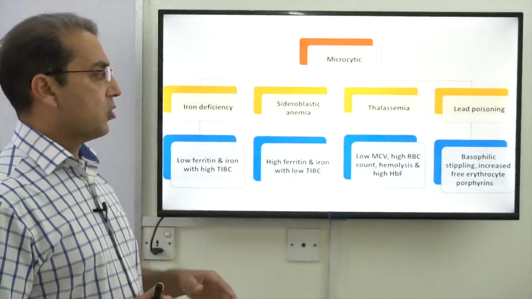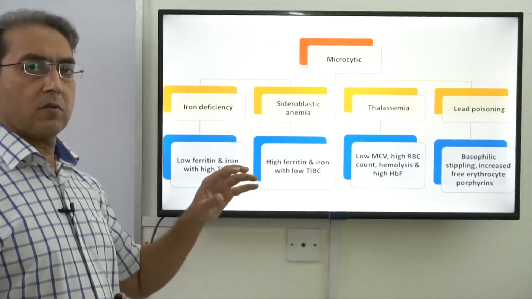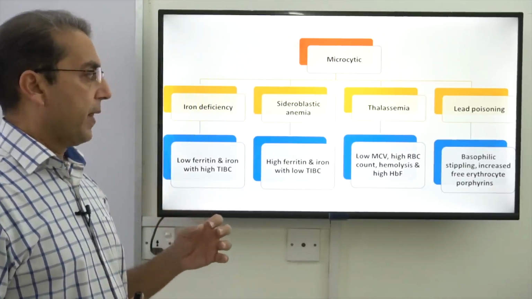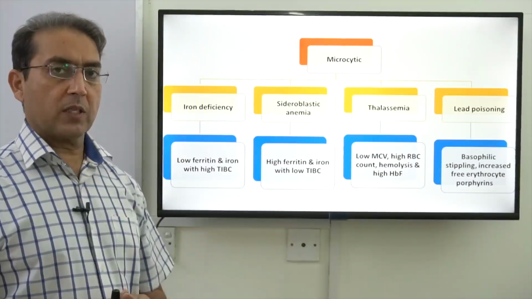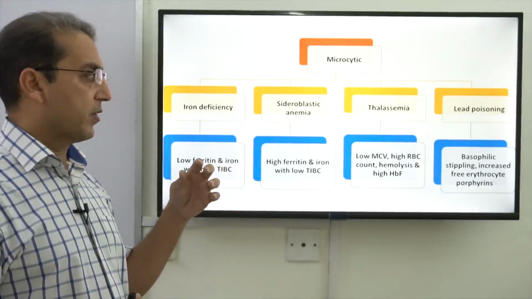In thalassemia, we can see a very low MCV. There may be a high RBC count. This may be disproportionate to the amount of hemoglobin. Patient may have evidence of hemolysis. The patient may be jaundiced. There may be enlargement of the liver, and there may be enlargement of the spleen.